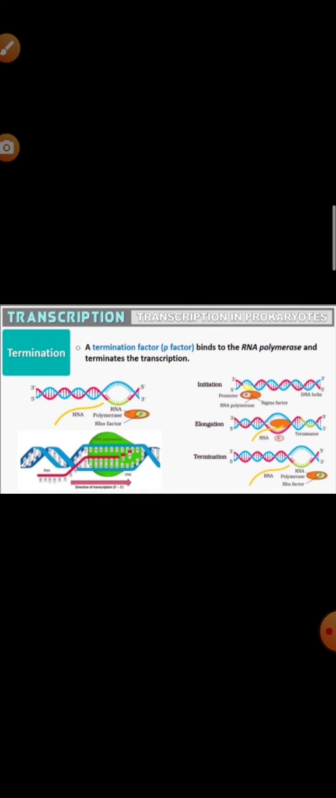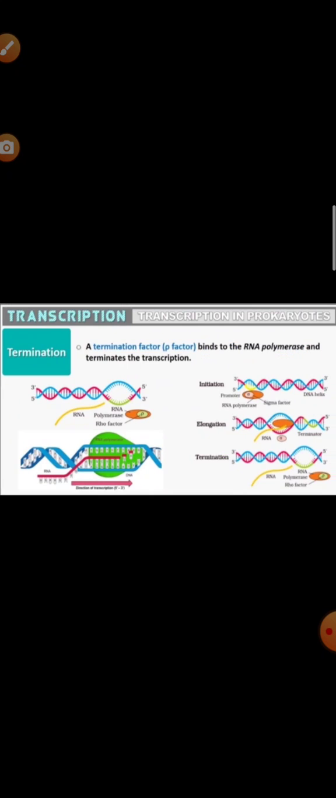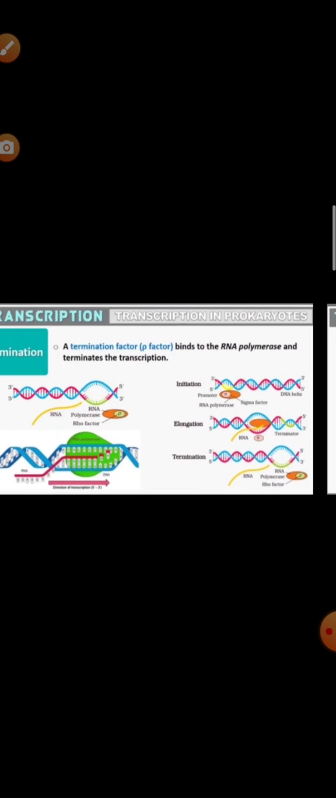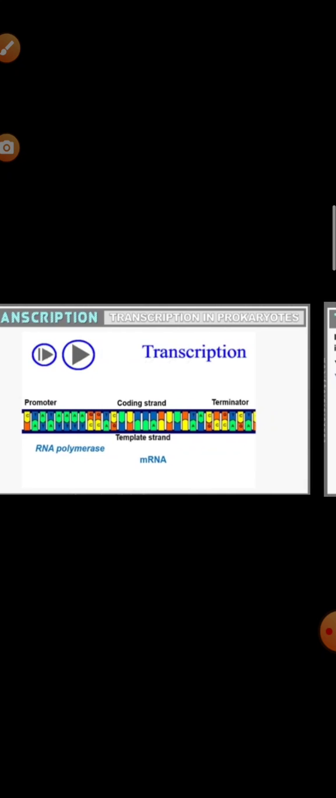And termination: the termination factor or Rho factor will bind and terminate the process of transcription. Clear? The Rho factor, we say. Promoter, coding strand, and this is the terminator.